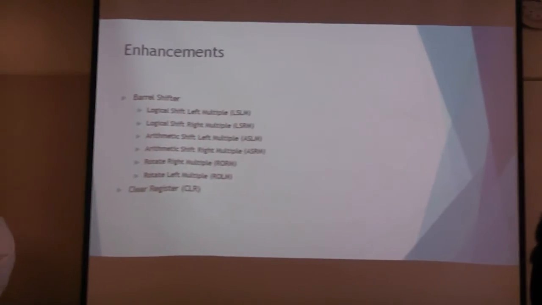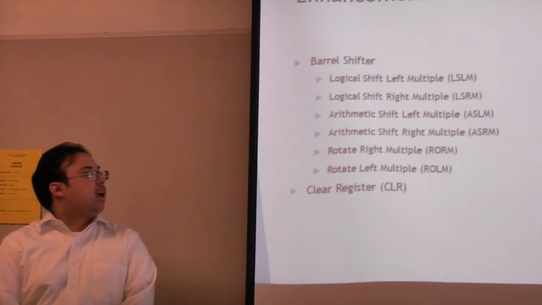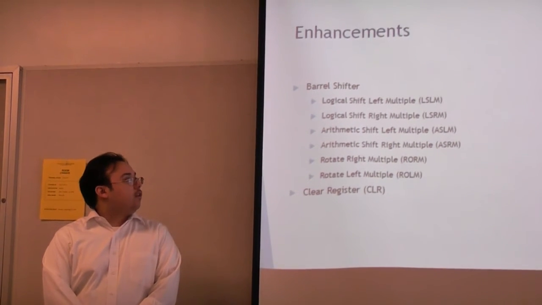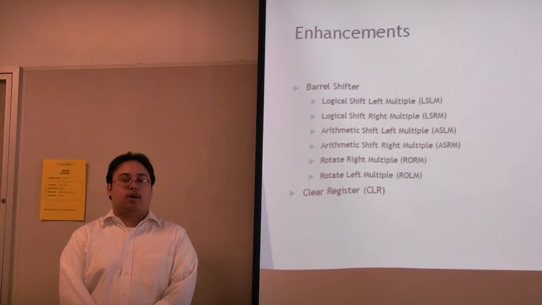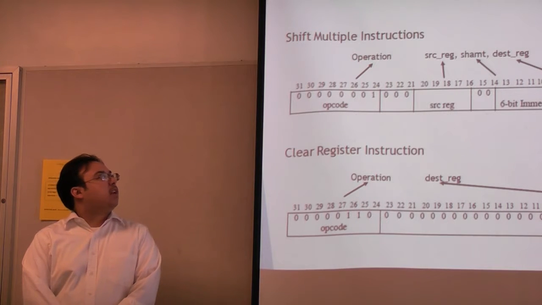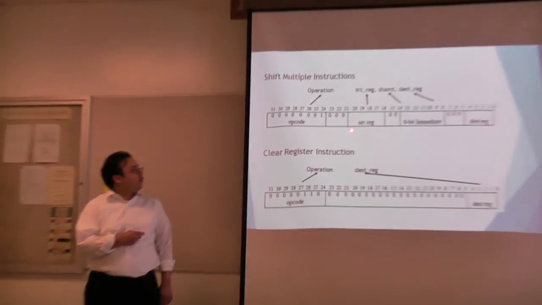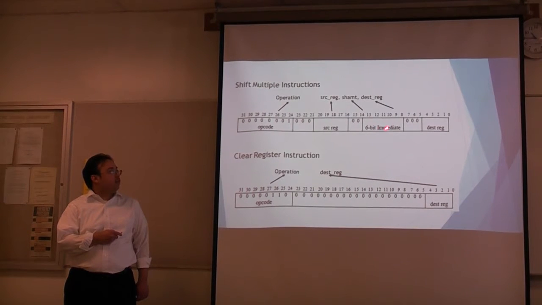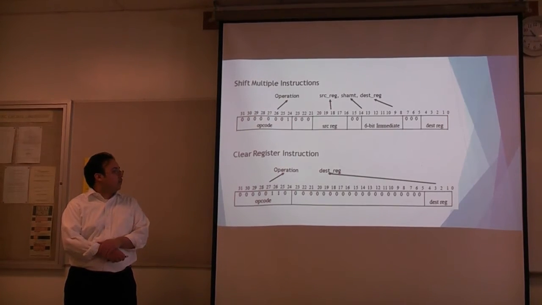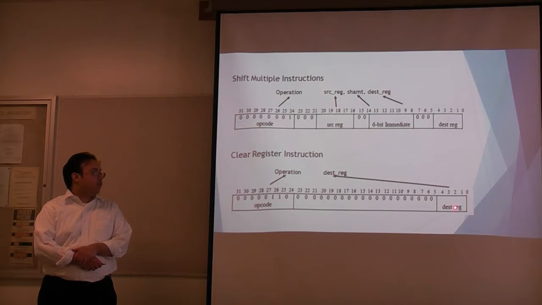So the biggest enhancement we made to our processor was the addition of the barrel shifter, which allows multiple shifts in logical, arithmetic, and rotate. We also added a clear register instruction, which sets a register to all zeros. Here we can see the formats for these instructions. The shift multiple has a source register, a destination register, and a 6-bit immediate amount that is the shift amount. And the clear register only has the destination register that is to be cleared.